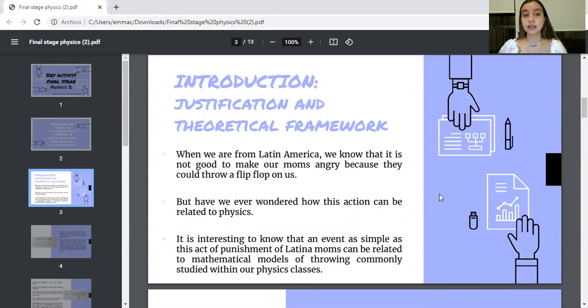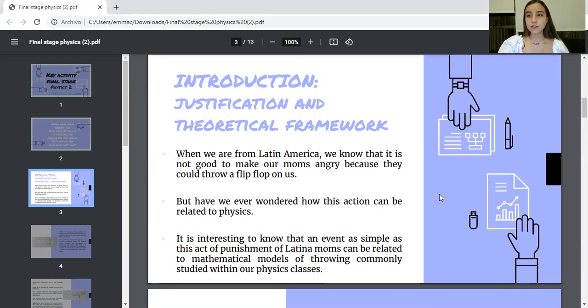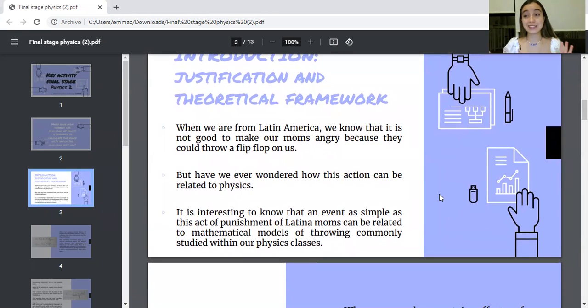First, I'm going to start with the justification and theoretical framework. Of course, when we are from Latin America, it is not a good idea to make our moms angry because it is possible that they could throw a flip-flop at us. So the question here is, have we ever wondered how this kind of action can be related to physics? It is so interesting and awesome to know that things as simple as what can sound like an act of punishment from Latina moms can be related to mathematical models or things that we have seen in our physics classes.